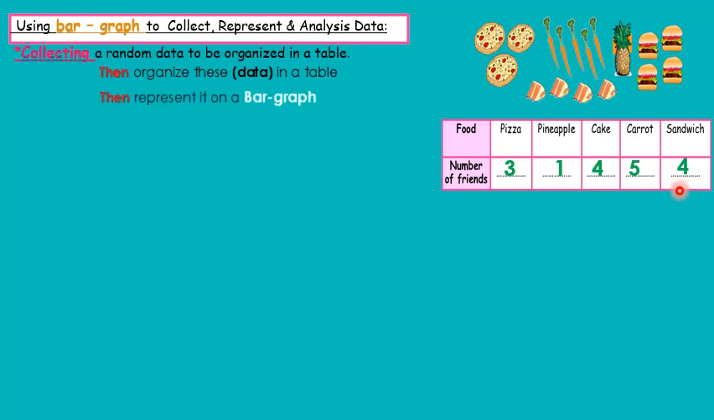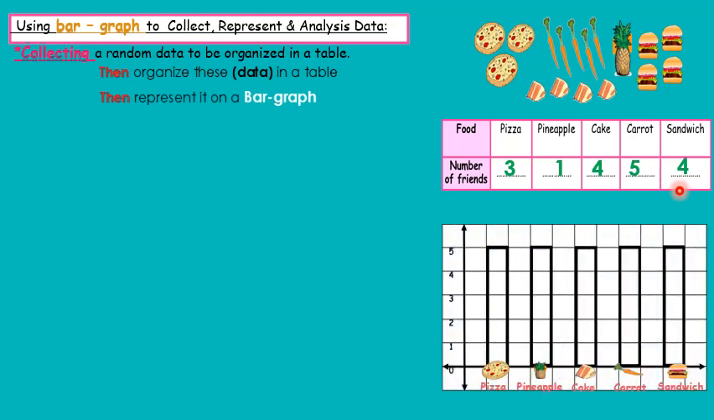What is the second step? Represent this data on a bar graph. Where is the bar graph? This is the bar graph. How can we represent this data on the bar graph? I look here to see how many pizza, and I count until I reach number 3, and I represent it by coloring. So here I count 1, 2, 3. I will color until I reach number 3.